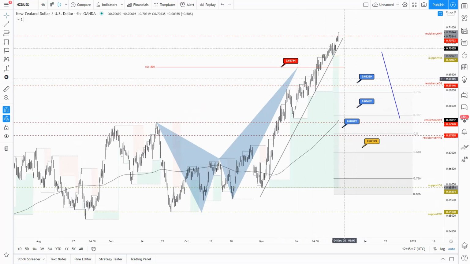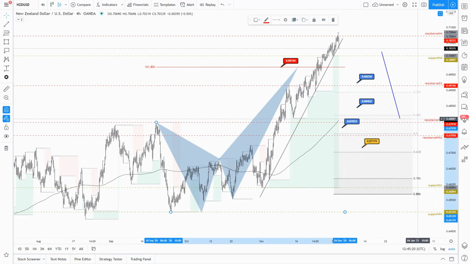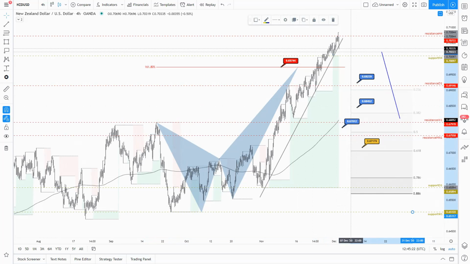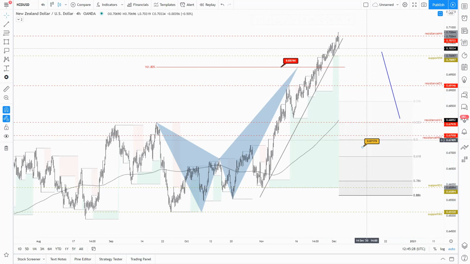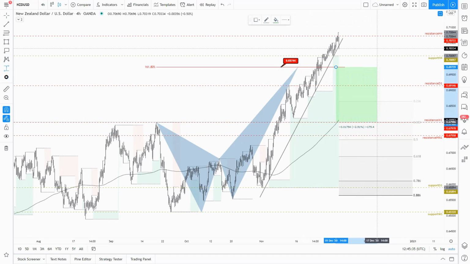So I was expecting a reaction from here. Let's measure the initial reward for this trade. Let me delete those levels here. So we have the entry point for the pattern. This is the crab pattern. Basically we search for the 38% Fibonacci retracement as our initial and first target.